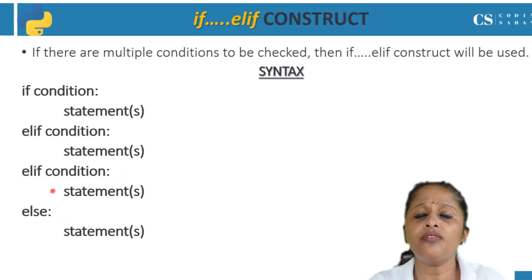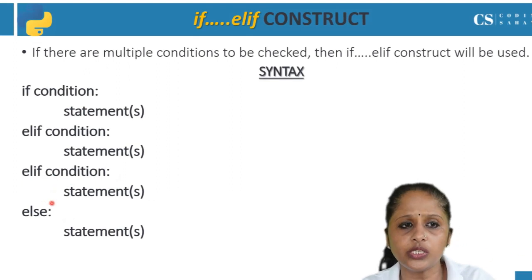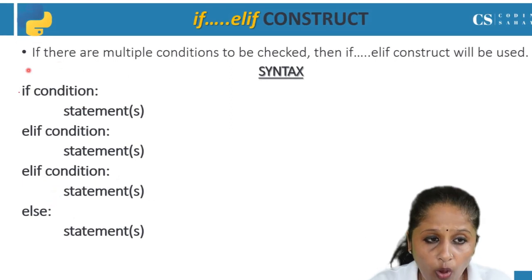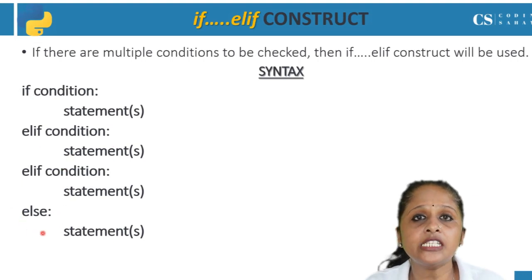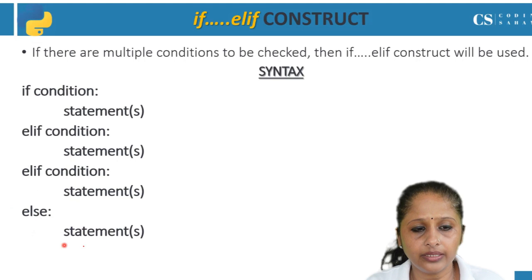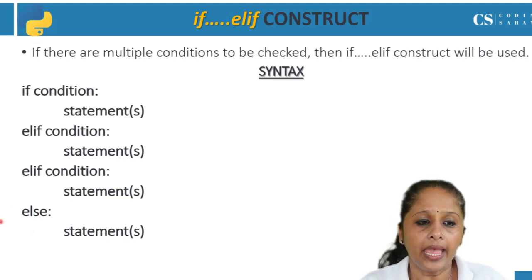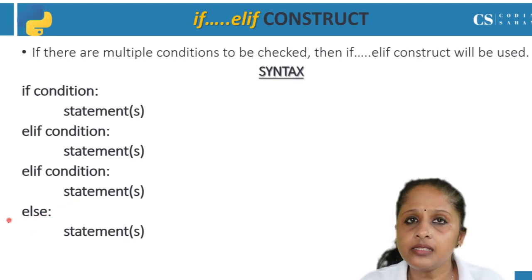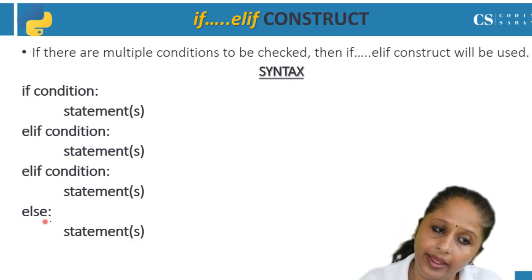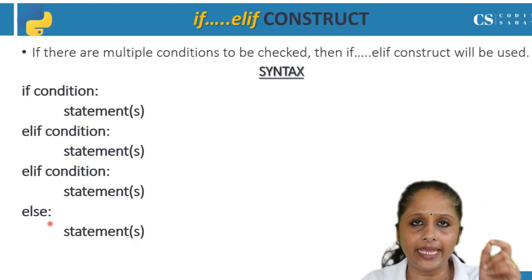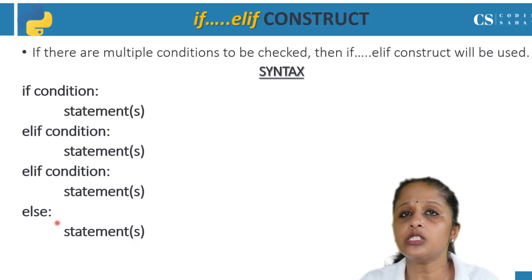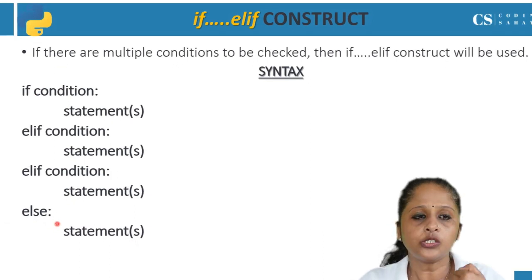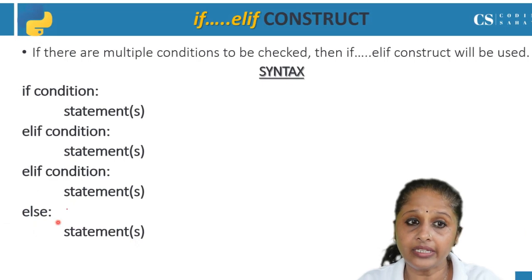So how many elif conditions you want to use in your program, you can use it. If all these conditions are not satisfying, then this else part will be executed. The set of statements will be there. And one more thing, this else is not compulsory. Even in the last condition also you can give it as elif and write the condition. No problem. Else is not compulsory. It is optional. So this is our if elif construct syntax.